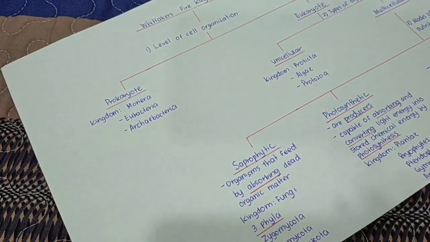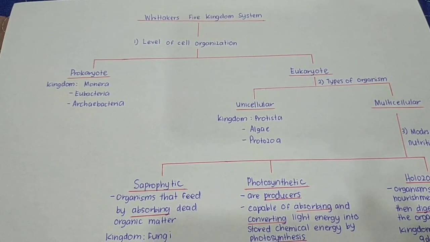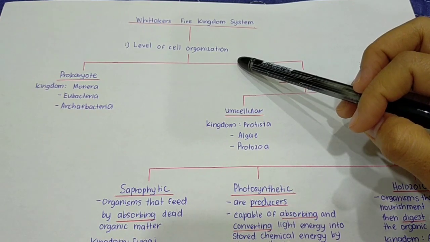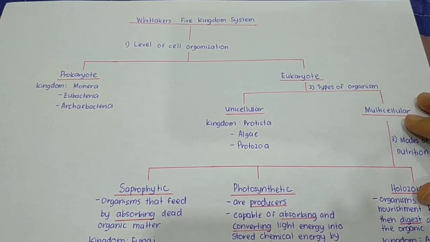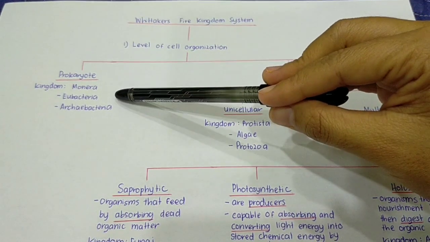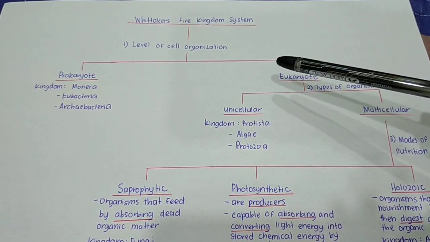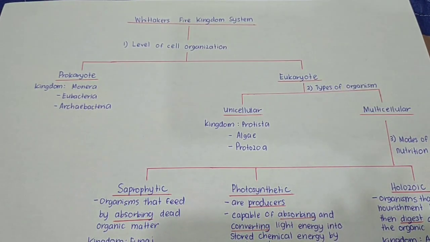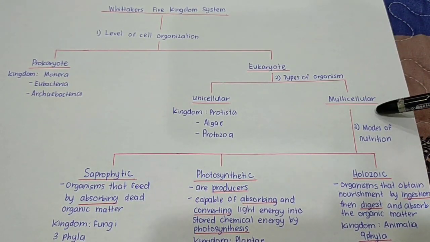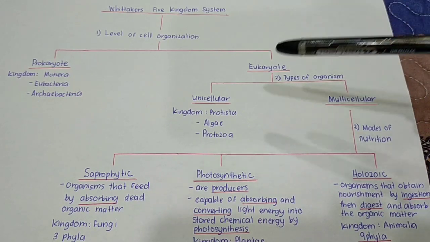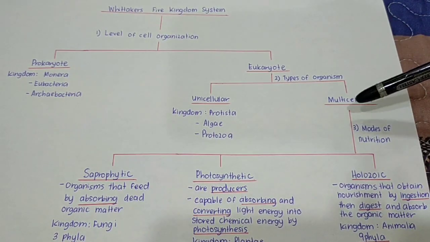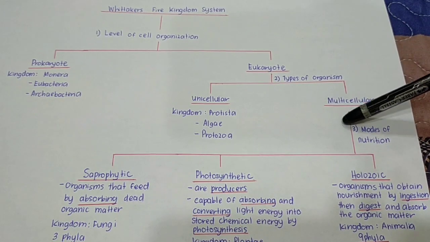Okay, I will repeat once again. Remember, for Whittaker's 5 kingdom system, how do we classify the organism? First, based on its level of cell organization. You have to classify whether the organism is prokaryote or eukaryote. Only kingdom Monera is prokaryote. So the remaining 4 kingdoms are eukaryote. And then we classify whether the organism is unicellular or multicellular, which is the type of the organism. Unicellular organism is for kingdom Protista. For the remaining 3 kingdoms, all are multicellular.